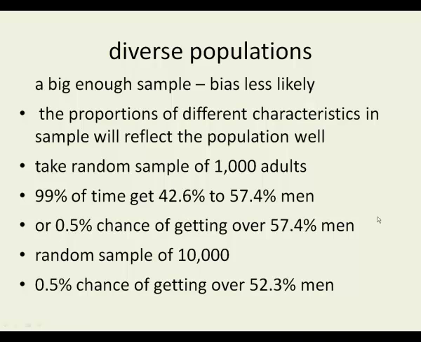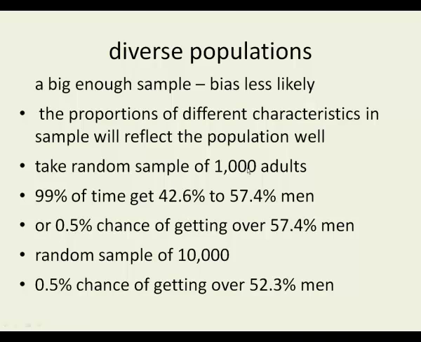Now, if you get a big enough sample, bias is less likely. I'll try and show that. I hope there's not too many numbers on this slide, but it's meant to be a simple example. Let's say we're going to the male and female example. Perhaps we're talking about meat, and whether men and women eat the same. And you want a random sample of 1,000 adults.